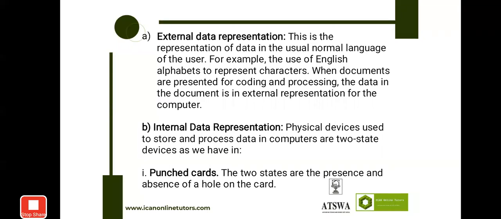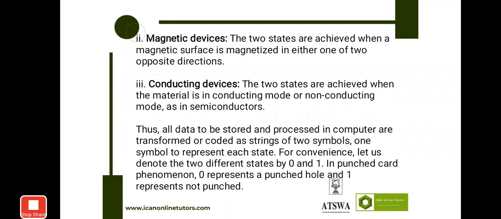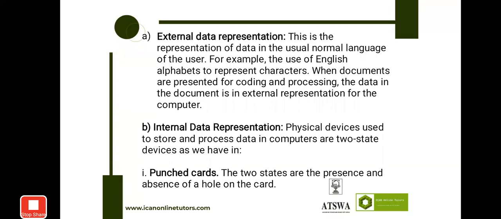Then we have the internal data representation. Physical devices used to store and process data in computers are two-state devices. So we have what we call punch cards, magnetic devices, and conducting devices. Now, this one looks at the internal data representation. This goes beyond what the user can understand or can code. This has to do with more of what goes on in the computer system. So the first one we have is punch cards.